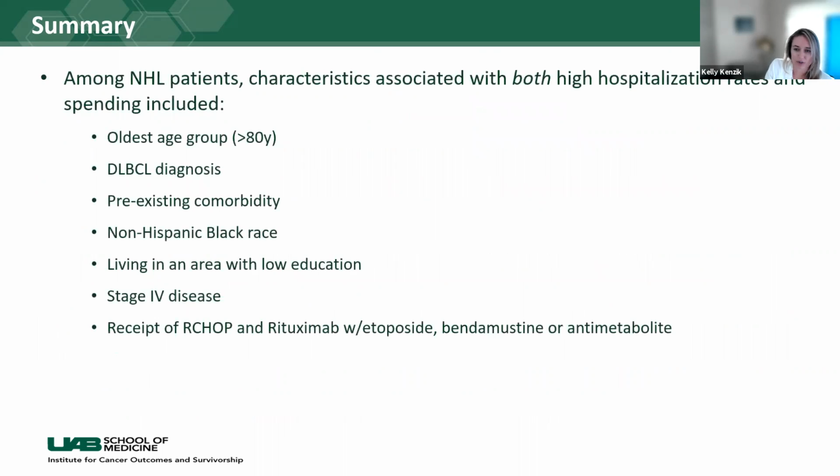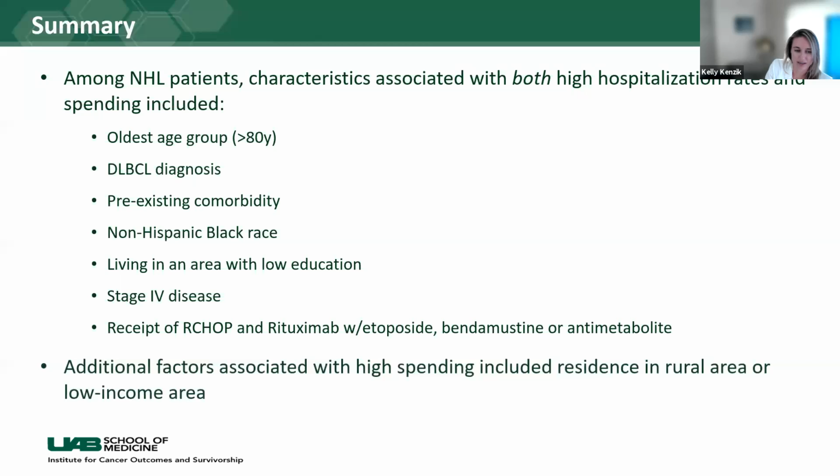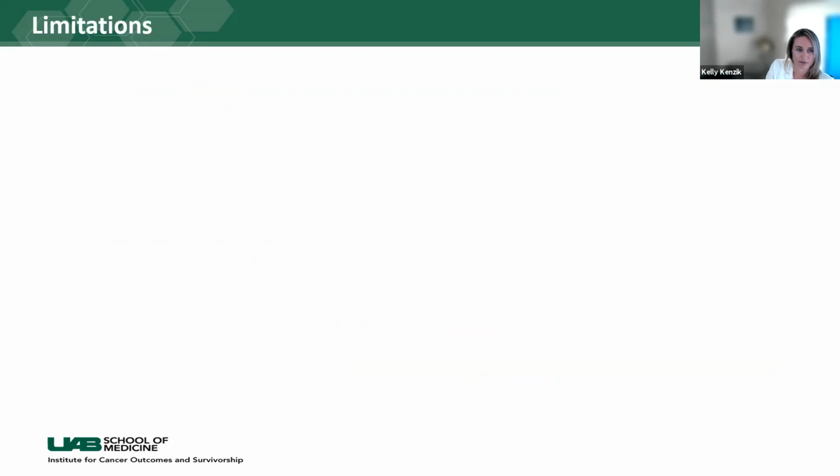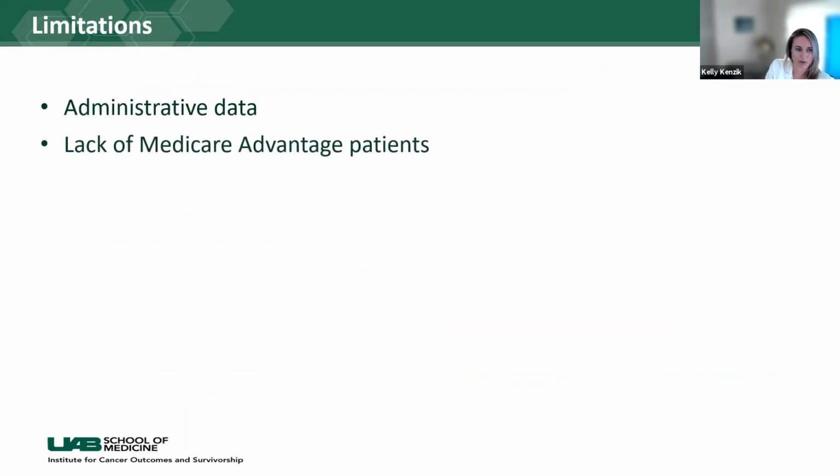We identified several important characteristics of both the high utilization and high spending. And then in addition to these factors, we found that rural and low income were associated with high spending only, not necessarily the visit rate. And, to piggyback off of what Smith was saying with our limitations, administrative data has its own limitations.